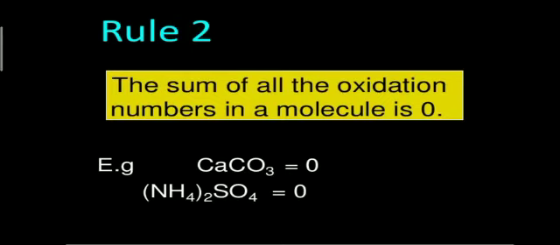For example, calcium carbonate is a molecule, it carries no charge. So the calcium atom, carbon atom, oxygen atom, they combine to form a molecule, and the sum of oxidation numbers in a molecule is 0. So an element, when it is found in the free state, will have 0 oxidation state, and the sum of all the oxidation numbers in a molecule is also 0.